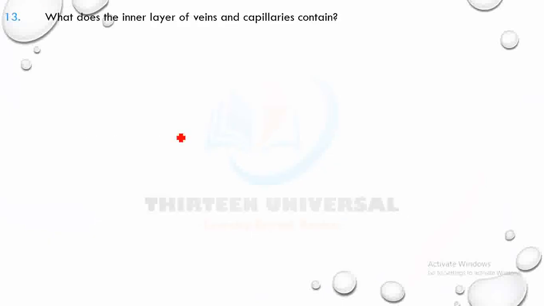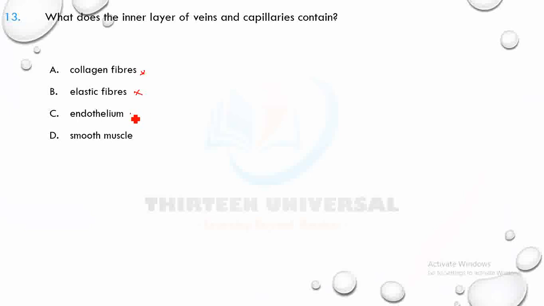Let's go. What does the inner layer of veins and capillaries contain? All blood vessels have something in common. Pause the video and tell me. Collagen fibers are found only in veins and arteries, not in capillaries. Elastic fibers, the same thing. Capillary is one cell thick. Endothelium is found in all of them. Smooth muscle is not found in capillaries. So endothelium is found in veins, arteries, and capillaries. Don't forget it. C is the answer.